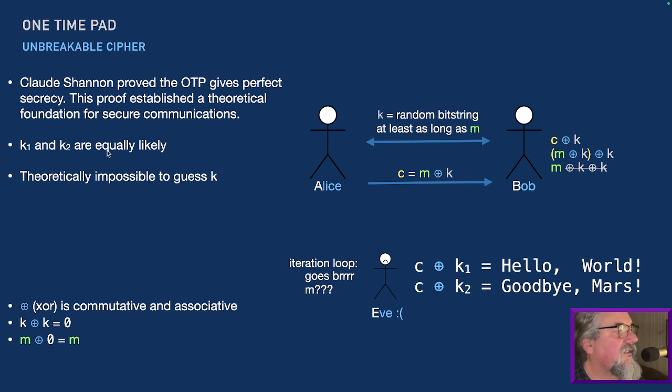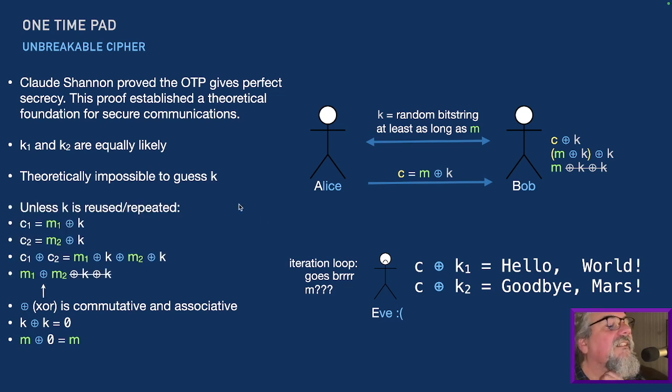K1 and K2 are equally likely, it's theoretically impossible to guess K. It could be any message of the same length. Well, Eve only knows the length of the ciphertext C, but it could be any message that has that length.